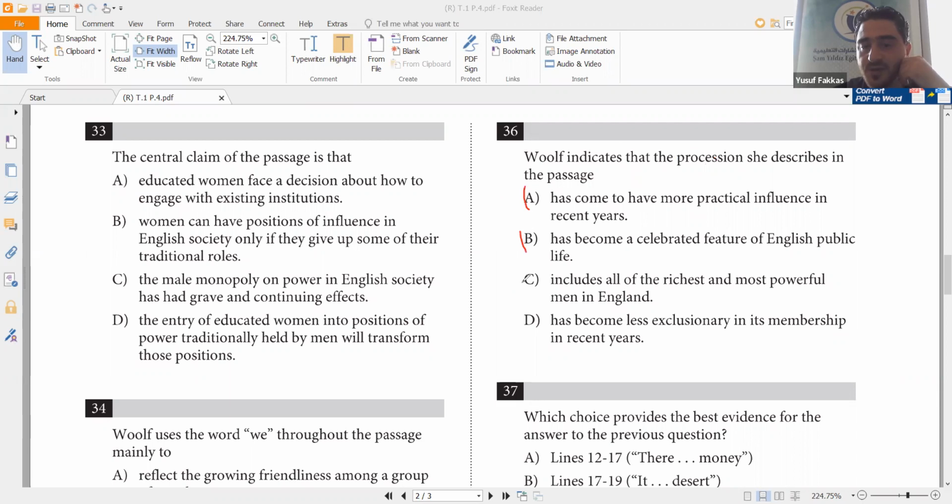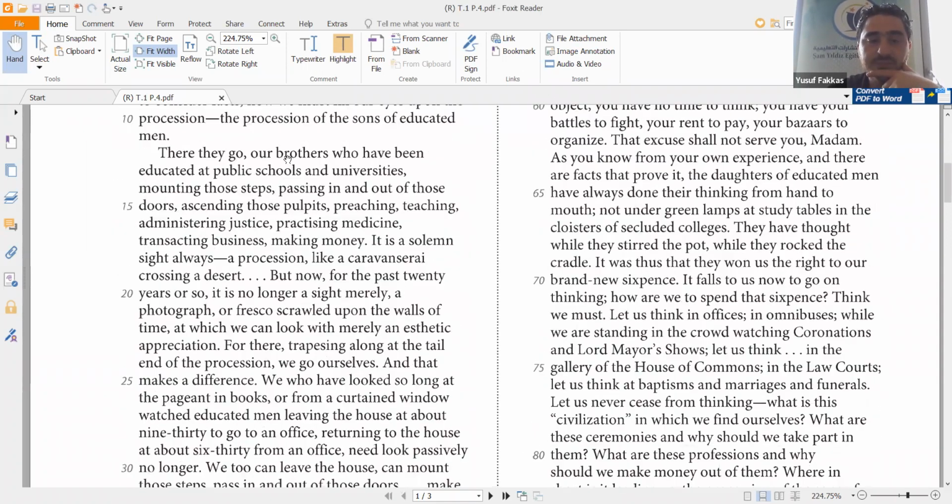So you can read the options, trying to keep them in mind when you go back to the passage, because something will ring a bell, right? So: has come to have more practical influence in recent years. Of course, we're talking about the procession. Has become a celebrated feature of English public life, includes all of the richest and most powerful men in England, has become less exclusionary in its membership in recent years. Okay, you read those options and then you start reading from the second paragraph, line 12.